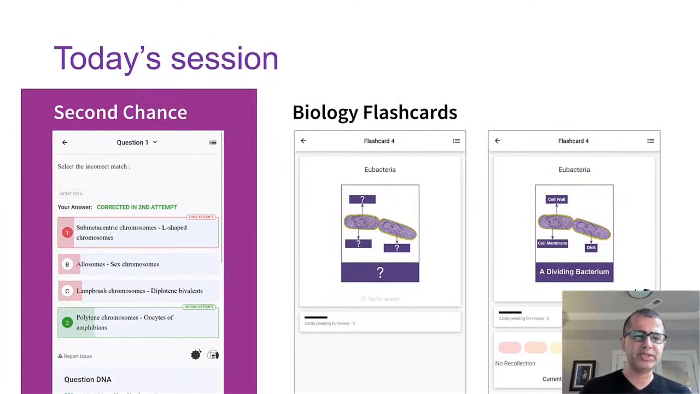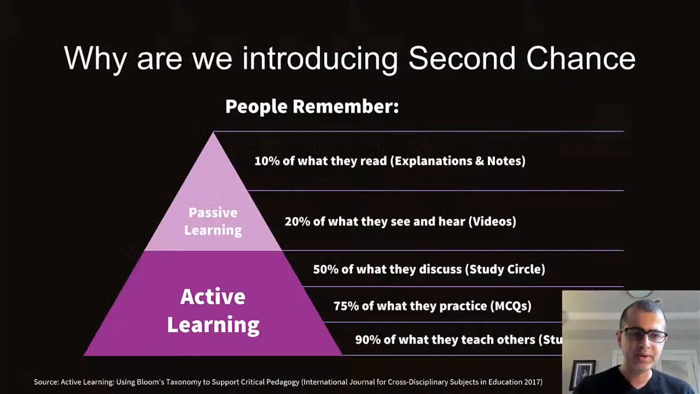Coming to today's agenda, let's start with second chance. So why did we introduce second chance? This comes from Bloom's taxonomy, and from a recent paper that we read on memory retention. How do people remember? What part of things that they learn do they remember? So there are two kinds of learning: passive learning and active learning. Passive learning is things like just what you read. If you read notes, read explanations, you only retain about 10% of that.